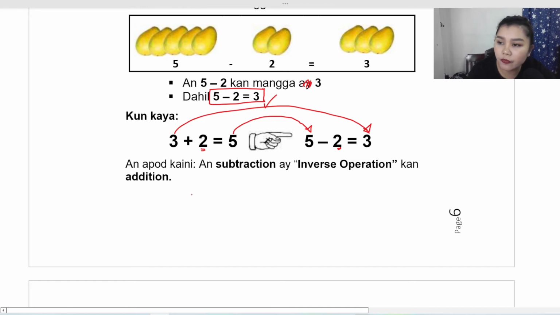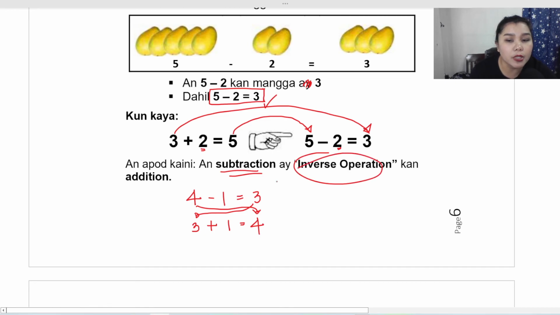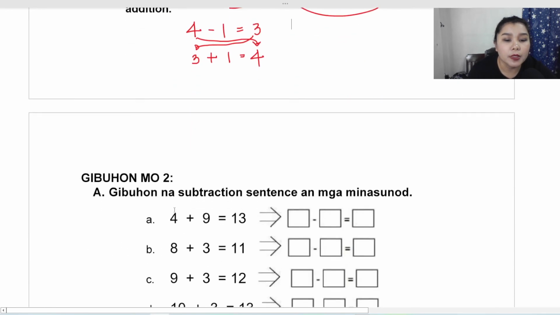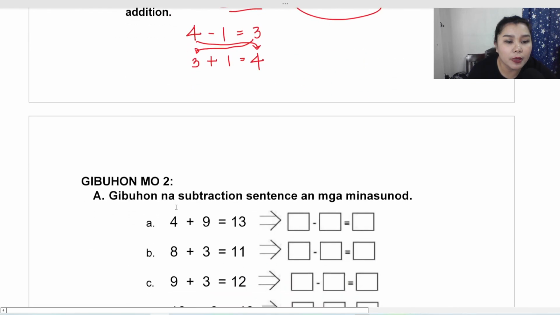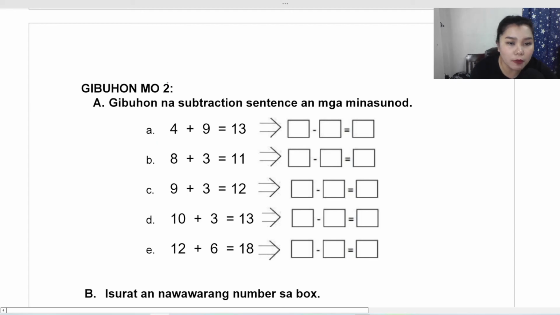Kagaya kanina, let's have yung 4. 4 minus 1 equals 3. Kung baliktarin natin, ito magiging ng 3, magiging ng addition plus 1 equals, magiging na to 4. So that's why ito, subtraction is inverse operation of addition. So what you can do is finish this part. Dapat ito ay gibuhon mo 3.